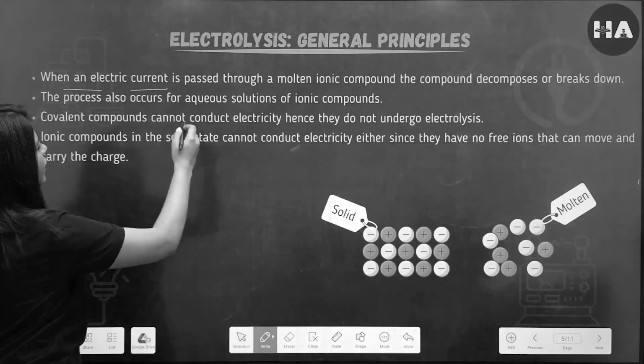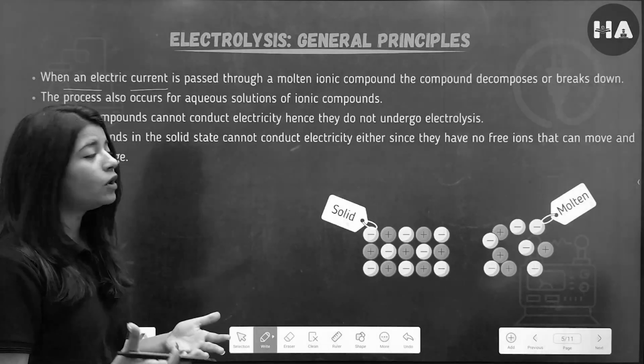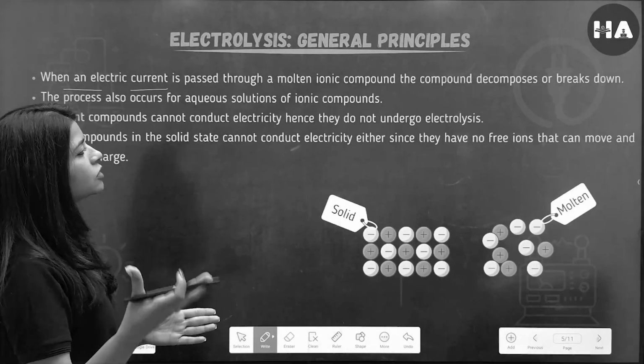When an electric current is passed through a molten ionic compound, the compound decomposes or breaks down.